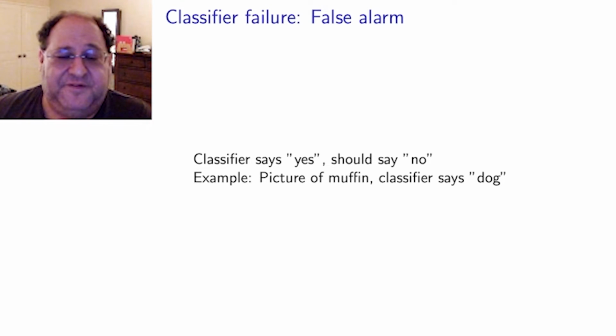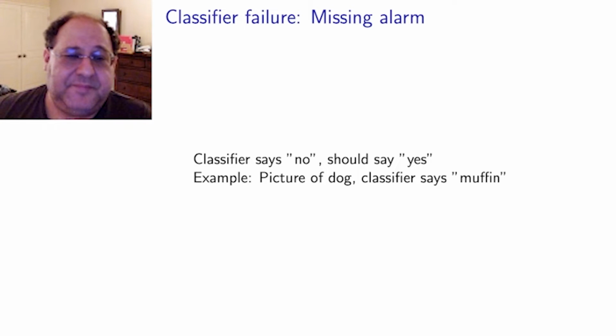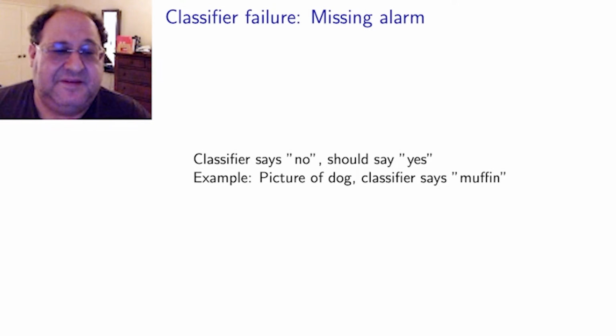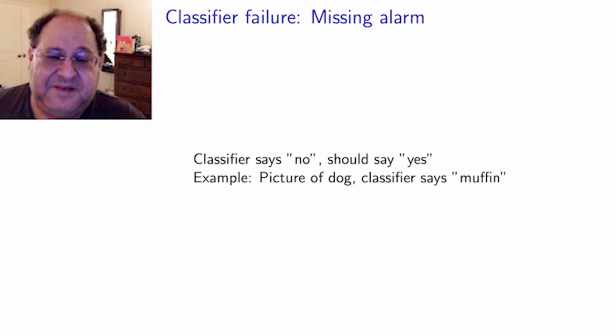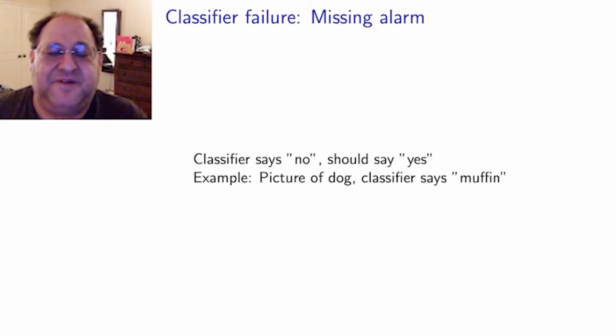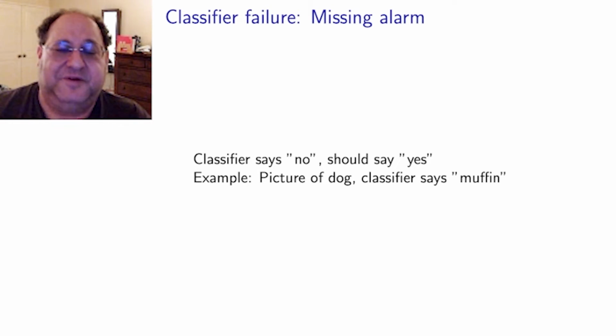The other kind of failure a classifier can have is that it says no and it should say yes, right? It tells you, you don't have to save this in the dog pile, but it should. It's missing it. So the example is, in this case, if you give it a picture of a dog and the classifier says it's not a dog, it's a muffin. This is the simplest case of a classifier, and it's really important to keep remembering that this is how classifiers work.